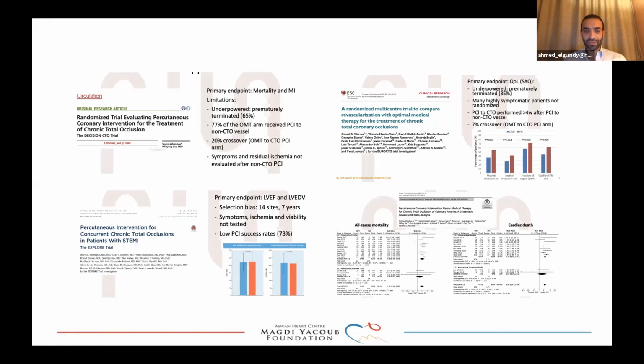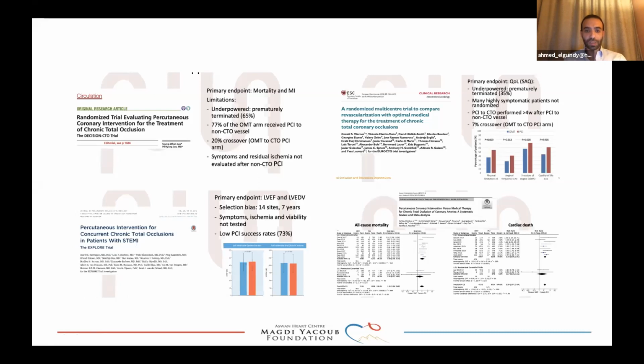This study took 7 years to recruit just above 300 patients from 14 sites. So it seems, and these were pretty much high volume centers, so it seems that there was a lot of selection going on, with the more deserving candidates as per the operator's decision receiving CTO PCI without being randomized or enrolled in the study.